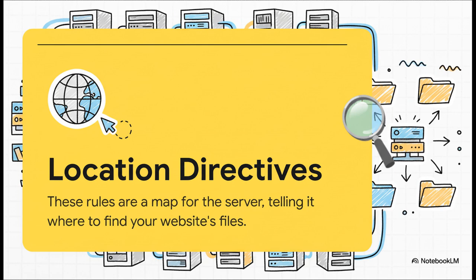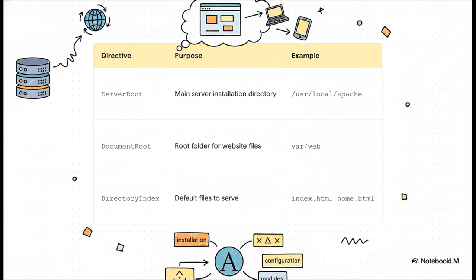So, the first set of directives we'll look at basically act like a map for the server. They tell it where its own important files are located and, most importantly, where your website's files are. ServerRoot tells Apache where its own program files are installed. DocumentRoot, though, is probably the most important one for anyone building a website. That's the folder that actually holds all your HTML files and images. Then you have DirectoryIndex. That's a nice little convenience setting. It tells the server, hey, if someone just visits a folder, look for a file named index.html or home.html and show them that one automatically.